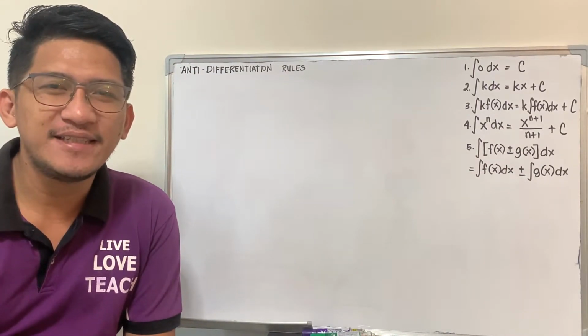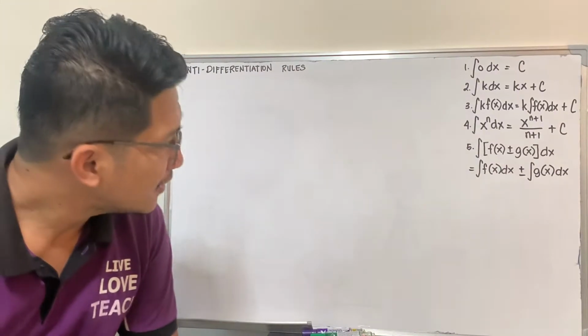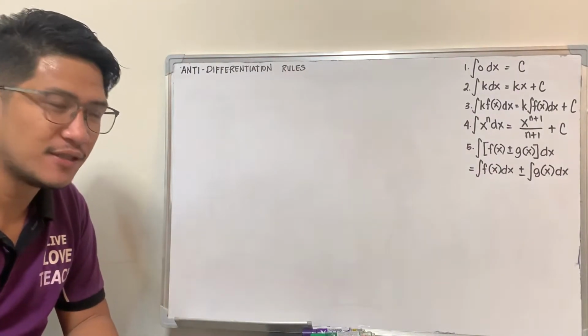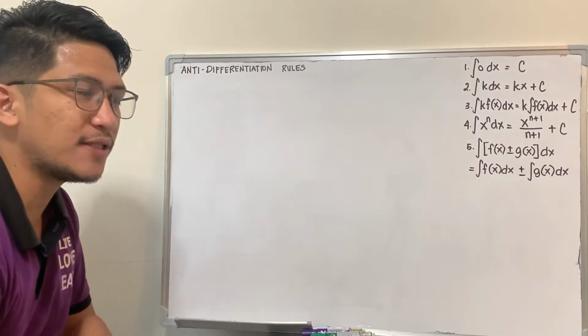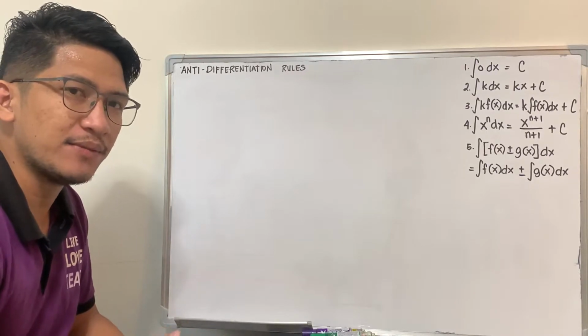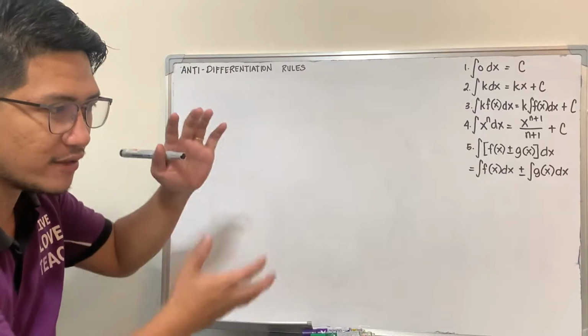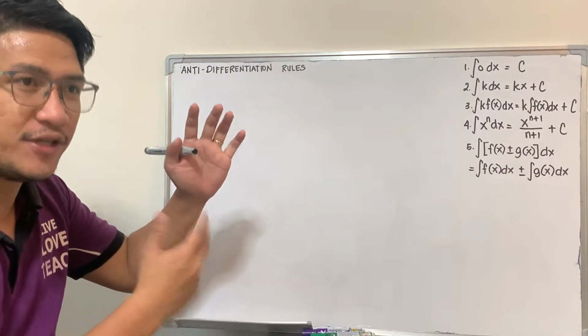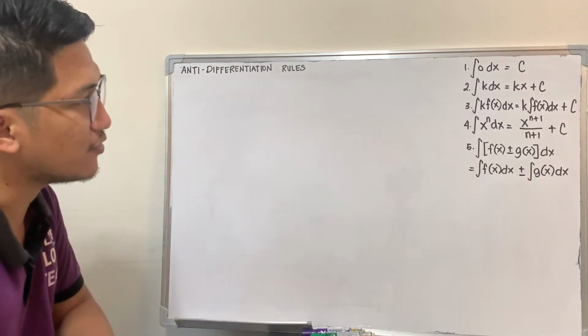This is Sir Gavin. In this video, we will be talking about anti-differentiation rules. Okay, so from the term itself, anti-differentiation is the reverse operation of differentiation. So if last time we did derivatives, this time what we do is the reverse. If there's a given, we get the derivative. From the derivative, we get back the given by using the integration or anti-differentiation rules.